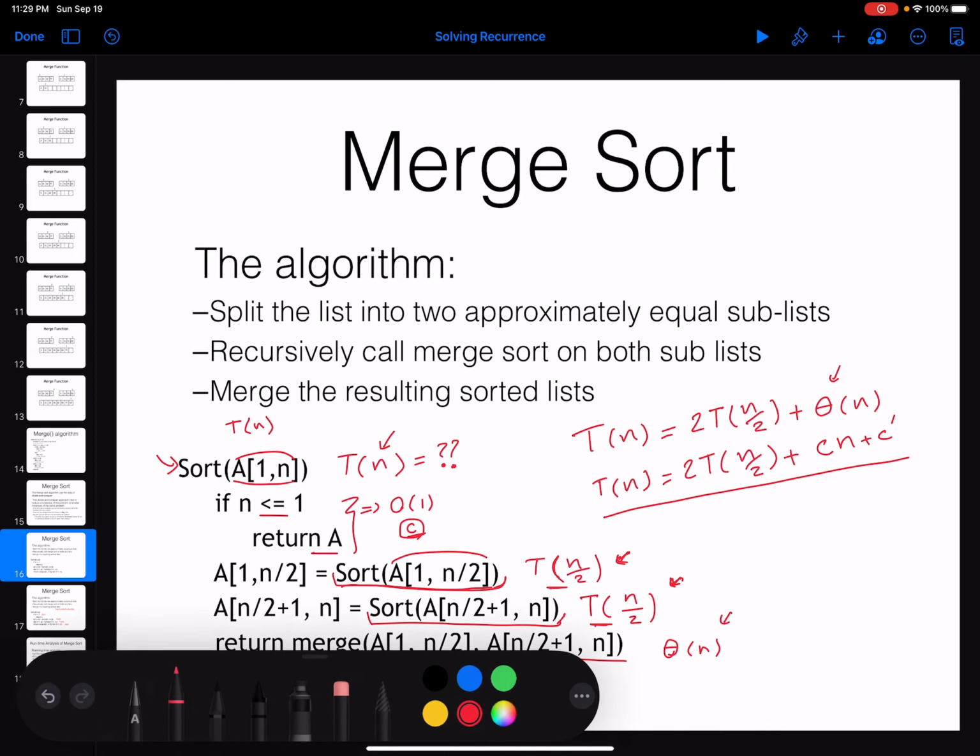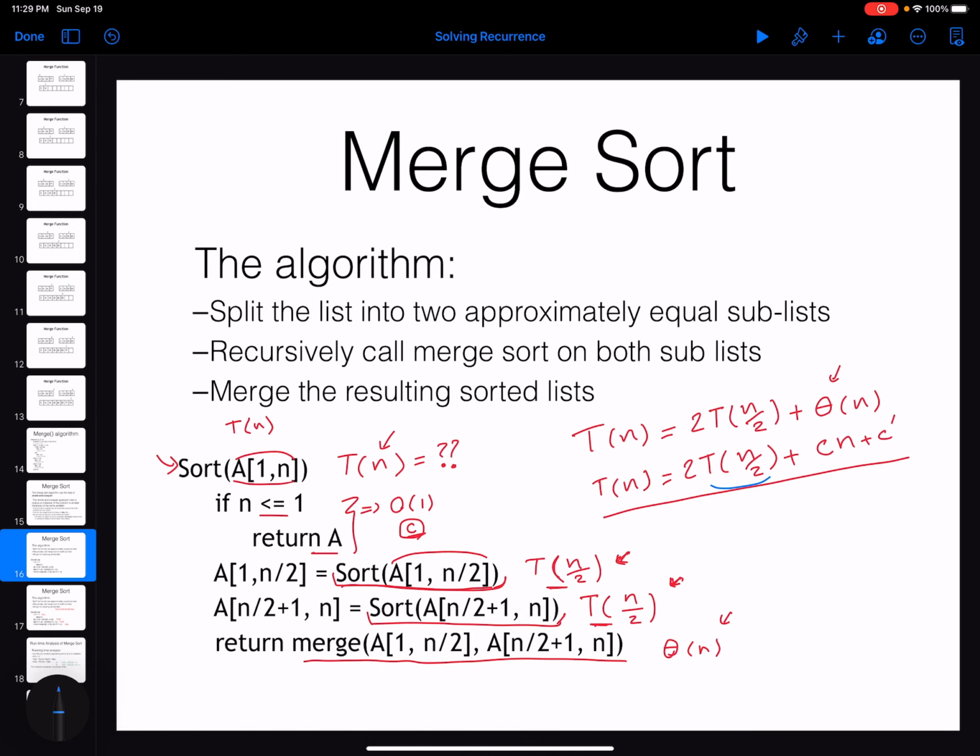Why? Because of this term. This is exactly the same term as the T of n, the same function, but just with n divided by 2. So the rest of the video is to discuss how we can solve recurrence relations like this. And at the end, figure out what T of n is going to be. It is going to be, for example, theta of n, theta of n power 2, or theta of n log n. What is going to be T of n?